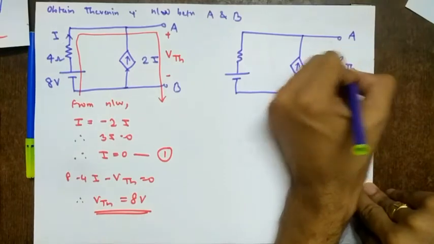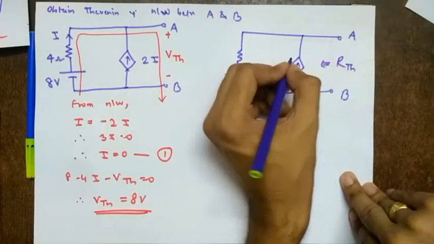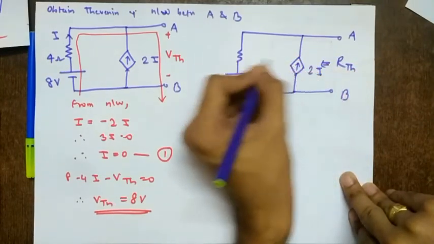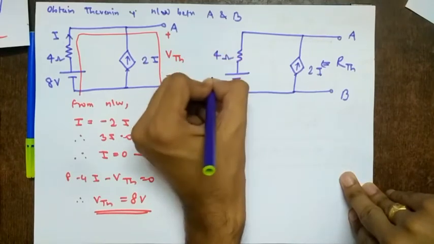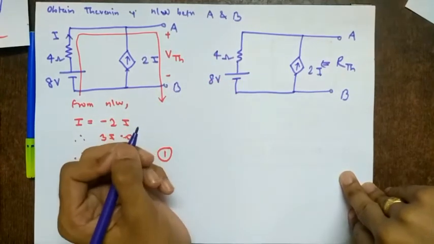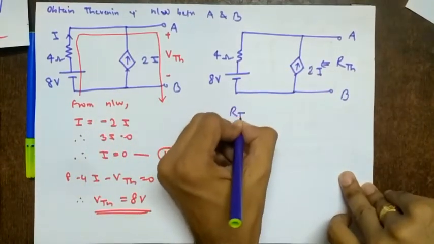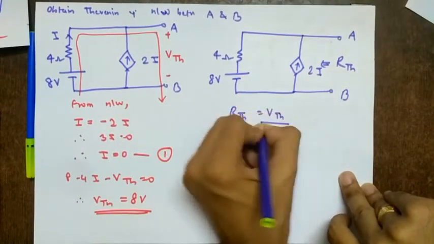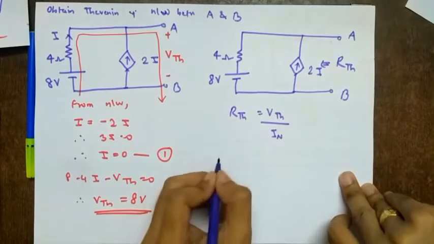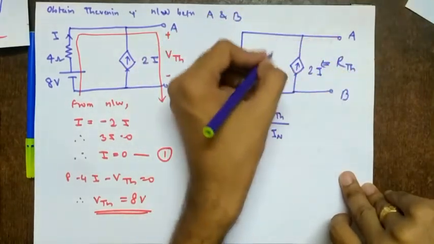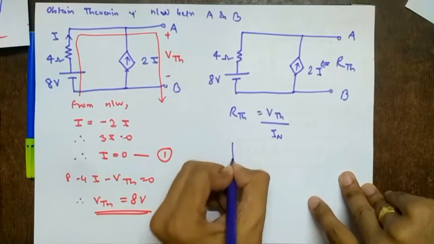So here we have RTH in this direction. Remember, I have not removed the dependent source. We keep the dependent source. So 4 ohms, 8 volts. Right? So for this RTH, we write RTH equal to VTH upon IN. So we require IN. No need to draw this diagram in the exam; I showed it for your purpose. So I'll redraw it again.